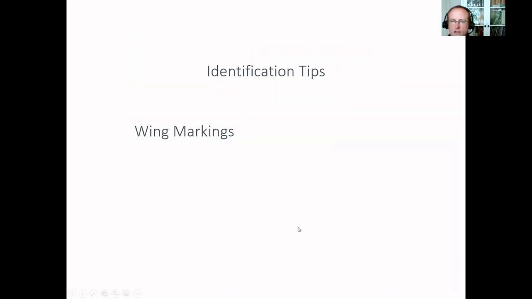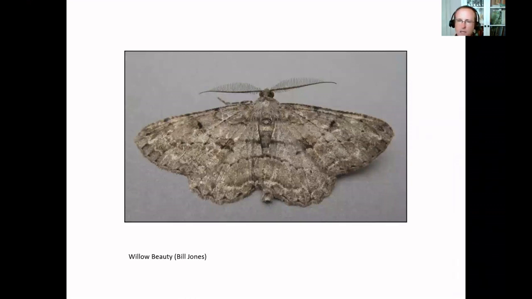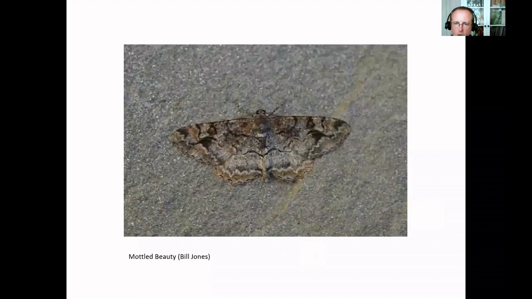Now, markings, obviously, the thing that really helps distinguish moths will be the markings on the wings. And for that, you're essentially comparing like with like. So, for example, here is a willow beauty, and the other common species is the mottled beauty. Both sit remarkably similarly. Both common, both will turn up in any moth trap, pretty much anywhere, certainly in the southern half of the UK. And I can't imagine that they tail off that much when we get up into Scotland.